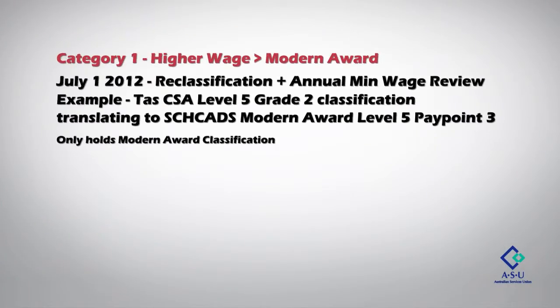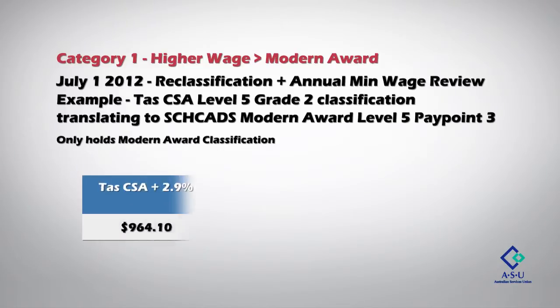Here's an example, using the TAS-CSA Award Level 5 Grade 2 classification and translating to a SCHCADS Modern Award Level 5 Pay Point 3. First, let's look at Category 1, where the rate of pay for the modern award classification you translate to is higher from July 2012. If this is you, you only hold that classification. On July 1st, 2012, there was a 2.9% increase from the annual minimum wage review decision at that time.